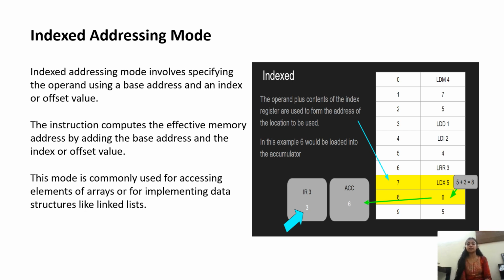Next one is indexed addressing mode. This mode involves specifying the operand using a base address and an index or offset value. The instruction computes the effective memory address by adding the base address and the index or offset value. This mode is commonly used for accessing elements of arrays or for implementing data structures like linked lists.